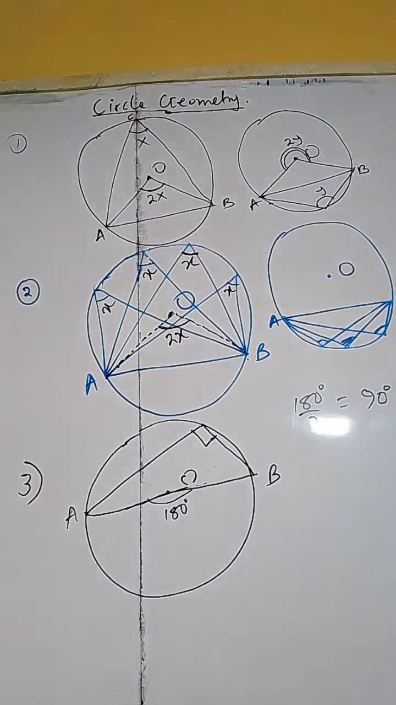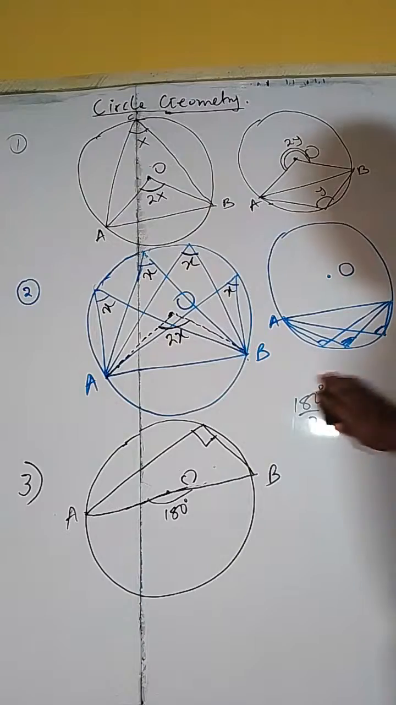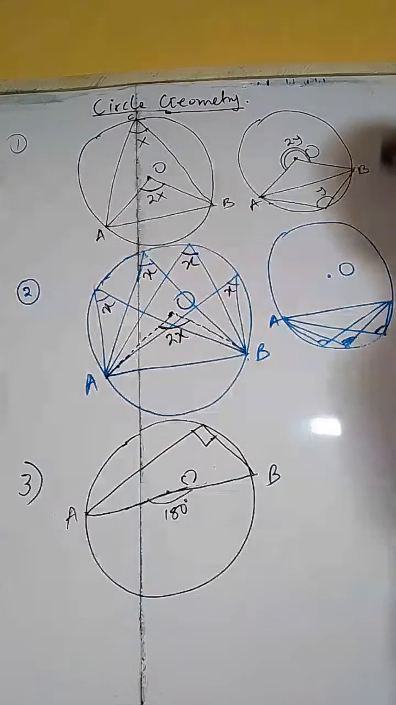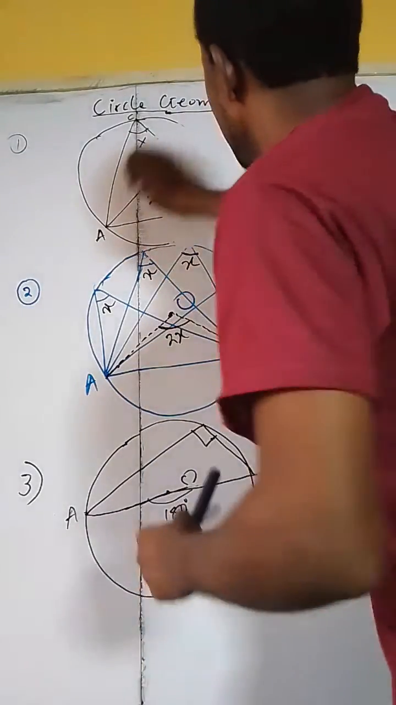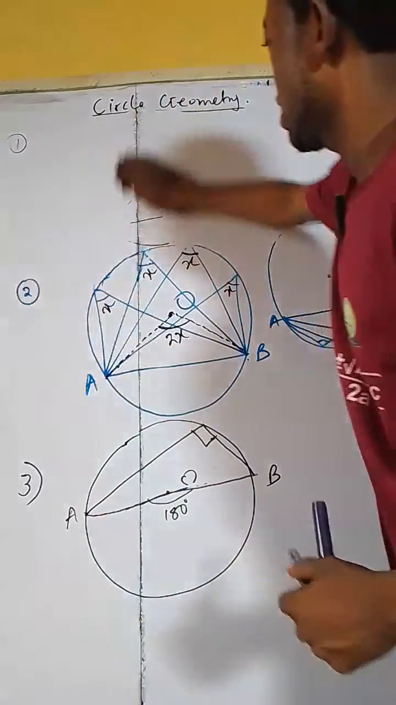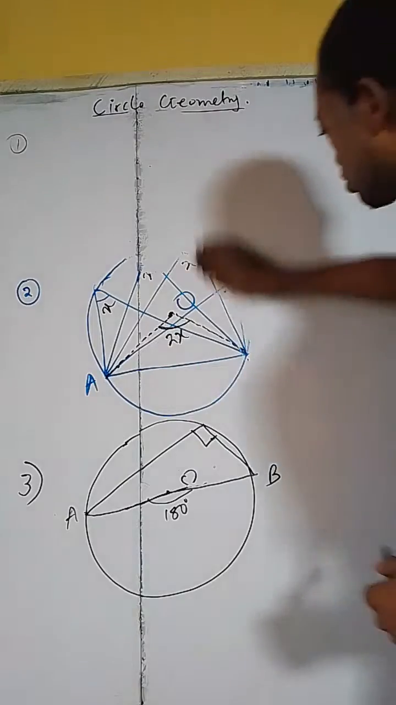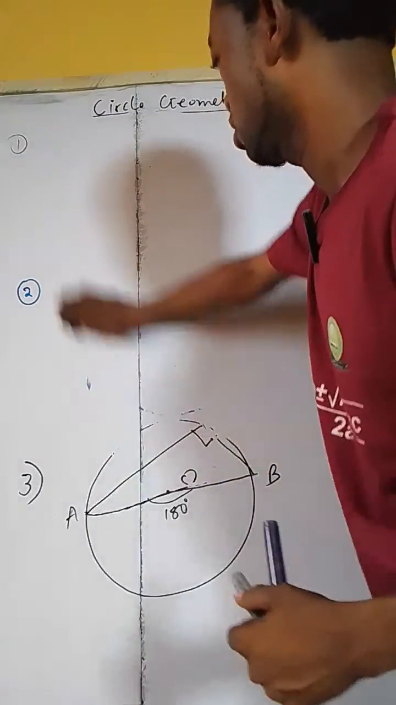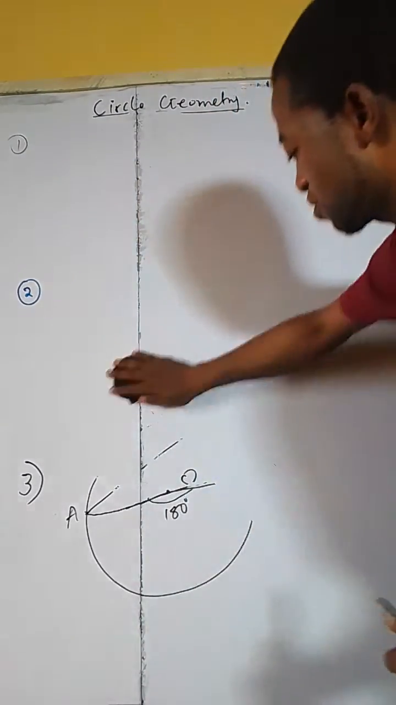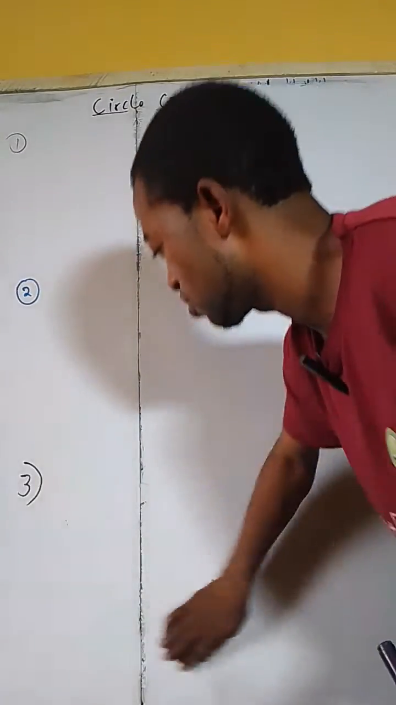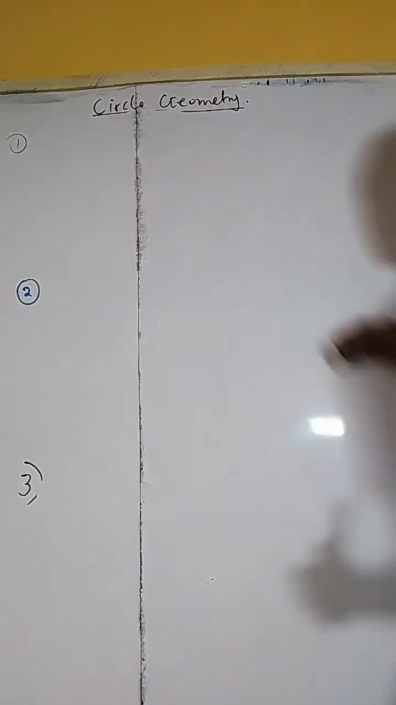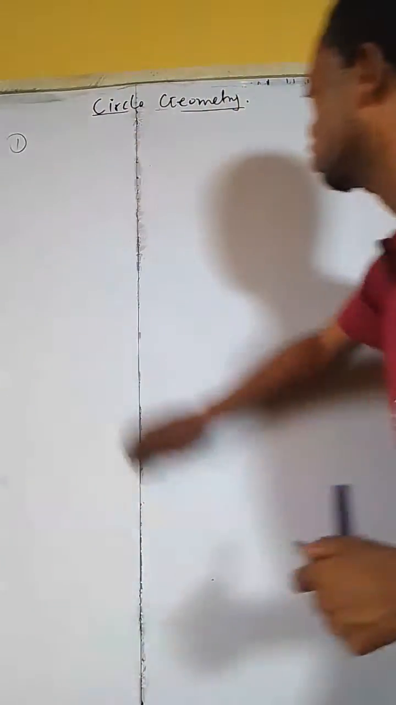Then we also have another theorem here, which is equally important. We have a line drawn from the center of a circle to the midpoint of a chord is perpendicular to the chord.